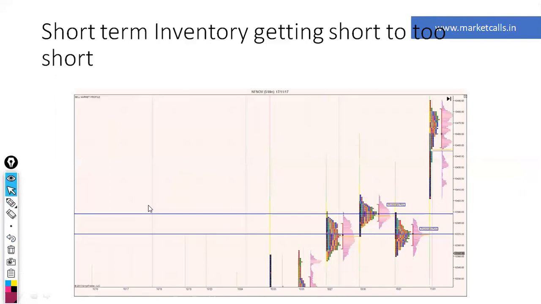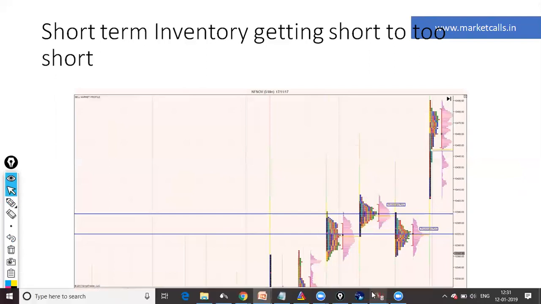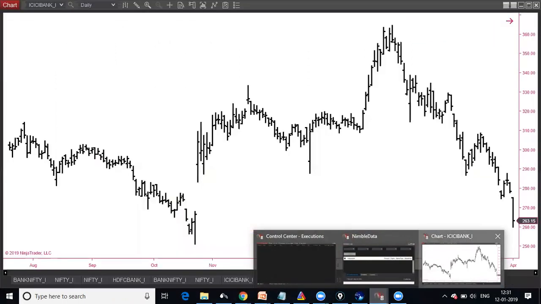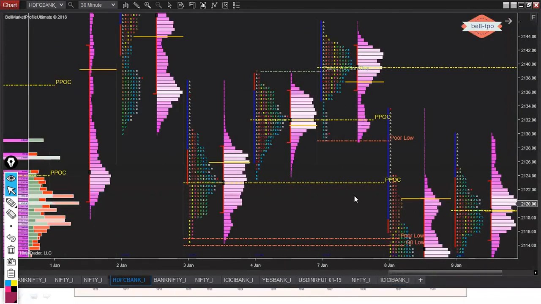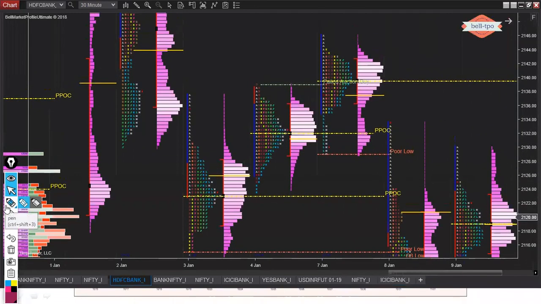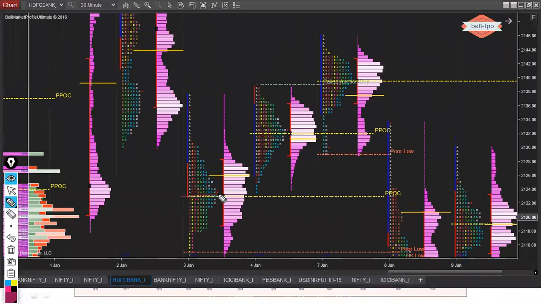So likewise, we got the same situation at the start of the session, right? We got it in Bank Nifty. In Bank Nifty, we had this information. There was a back-to-back prominent point of control, one prominent point of control and a second prominent point of control. If you look at the E period low, it just comes and touches exactly, or exactly 1 tick above the prominent point of control. That is an indication that the inventory is getting long to too long in a shorter time frame.